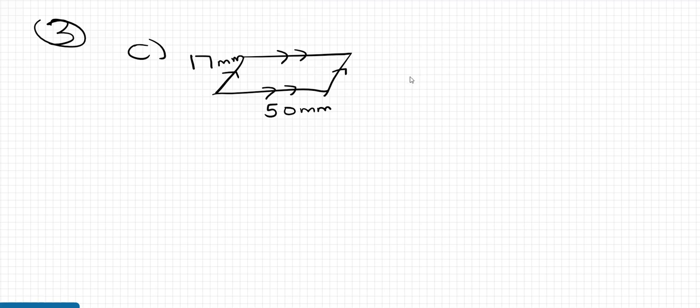Okay, for 3C, this shape here is called a parallelogram, and the reason why there are arrows, yes, they're telling us whether it's the same side length. So for example, 17 millimeters is here, one arrow, and the other arrow means it's also 17 millimeters. And because there's two arrows here and two up there, it is telling us that it's also 50 millimeters. But the other thing is the arrows are telling us they are also heading in the same direction. And a parallelogram has parallel sides.